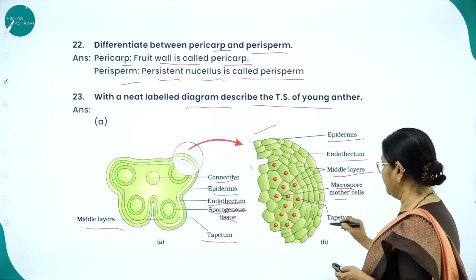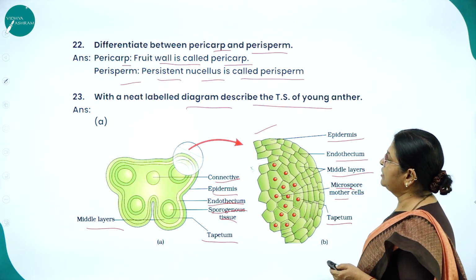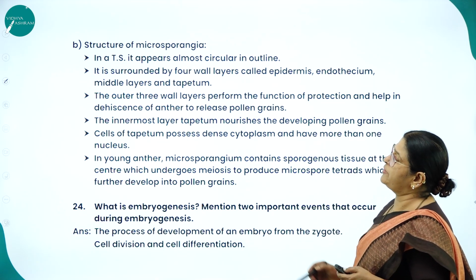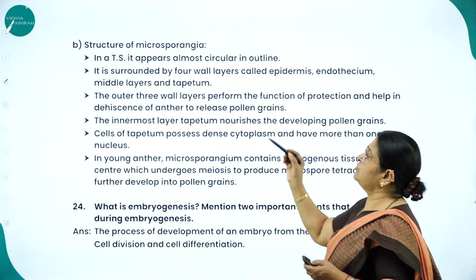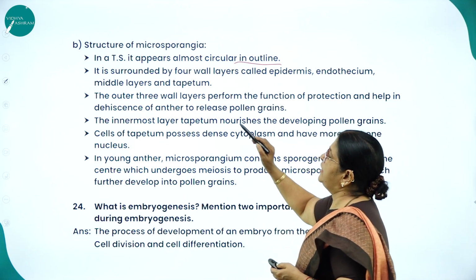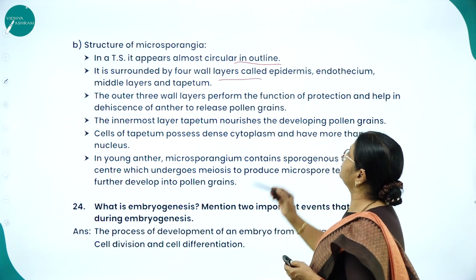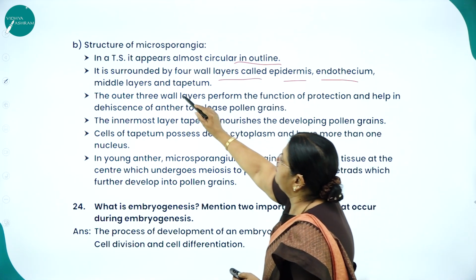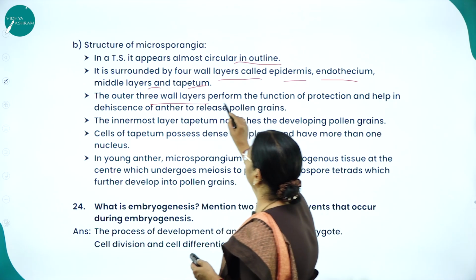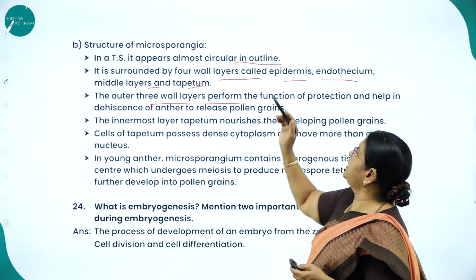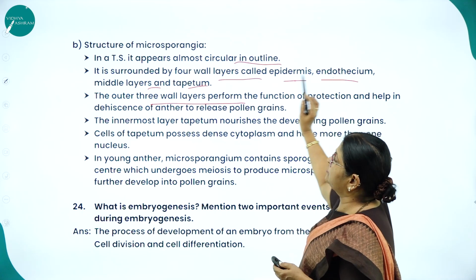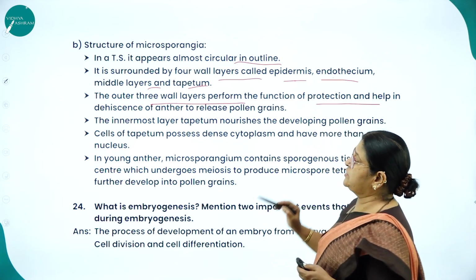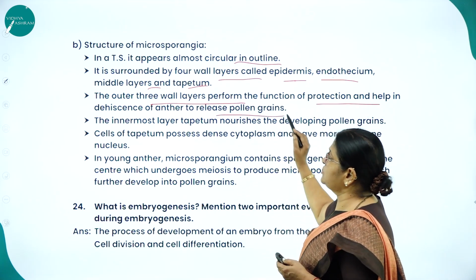So it is then the tapetum. Now let us see the description part. Structure of microsporangium. In a TS, as you know, it appears circular in outline. It is surrounded by four wall layers called what? Epidermis, endothecium, middle layers and tapetum. So outer 3 layers, what is the function of the 3 layers? Epidermis, endothecium and middle layer. Only protection and help in dehiscence of anther to release pollen grains.